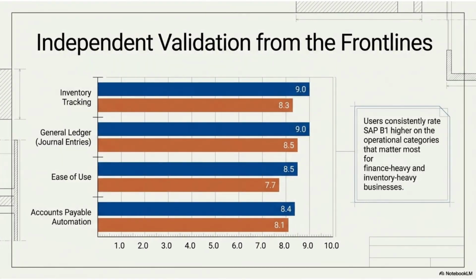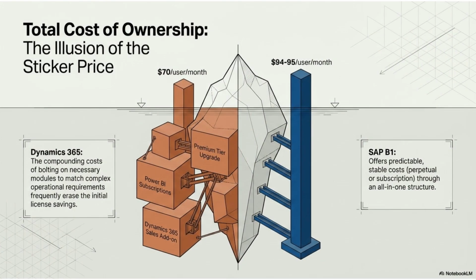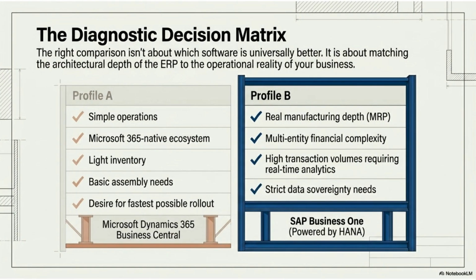Independent feedback suggests users often rate SAP Business One higher in critical operational areas, including inventory tracking, general ledger management, and ease of use. Consider the total cost of ownership beyond the initial sticker price. The need for multiple add-ons in Dynamics 365 can lead to compounding costs, while SAP Business One offers a more predictable all-in-one structure. Use this diagnostic matrix to choose the right fit.